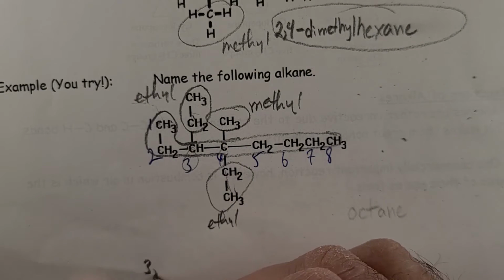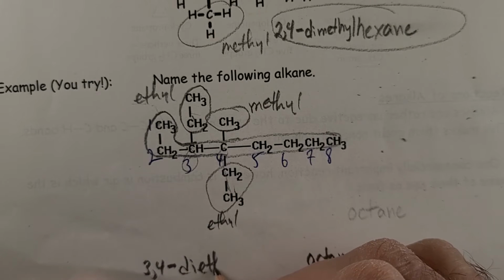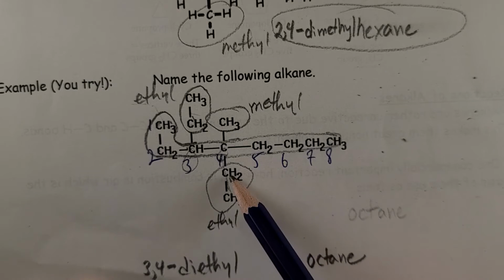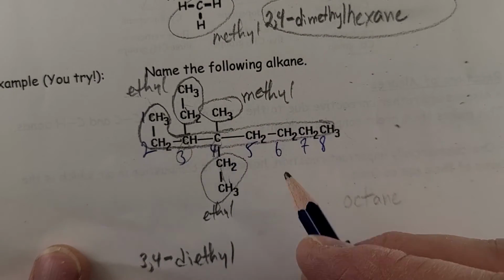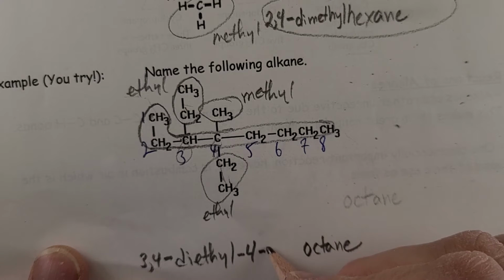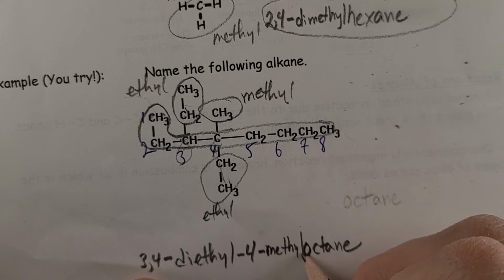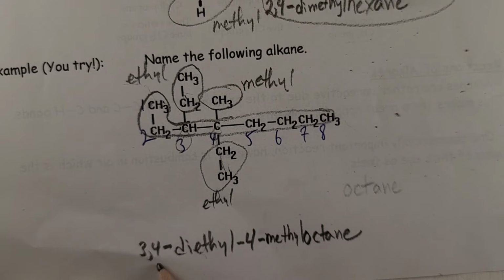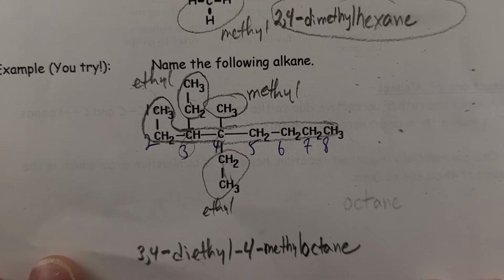So at positions 3 and 4, I have my 2 ethyls. So 3, 4 dash diethyl. And then my methyl is also at position 4. So I just simply say dash 4 dash, and I don't say monomethyl, I just simply say methyl. So 3, 4, diethyl, 4, methyl octane. There we go.